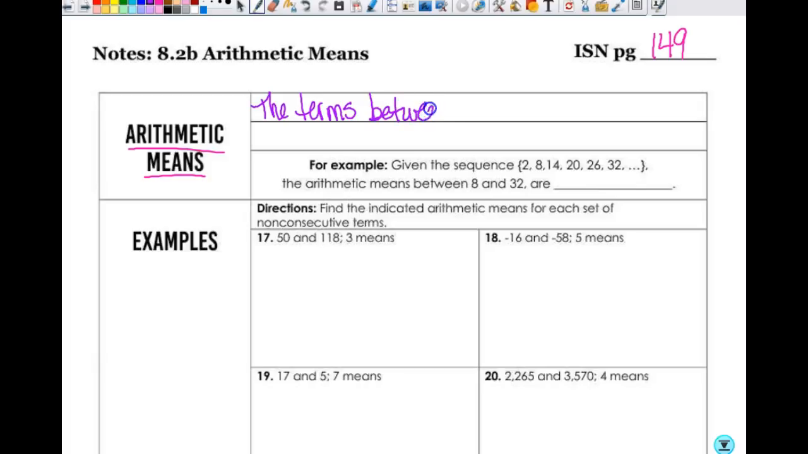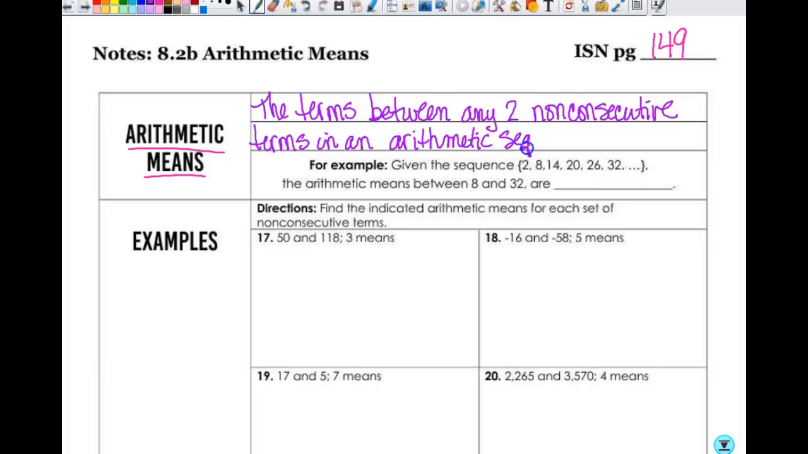And the definition, though, of an arithmetic mean is actually the terms between any two non-consecutive, that means it's not one right after another, non-consecutive terms in an arithmetic sequence. Okay, so a couple of key things here. They have to be non-consecutive, and we're talking about an arithmetic sequence.